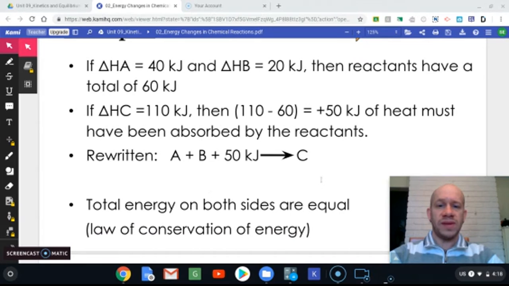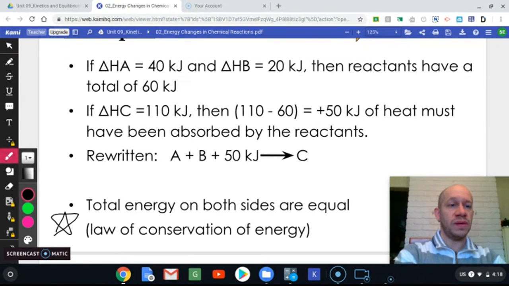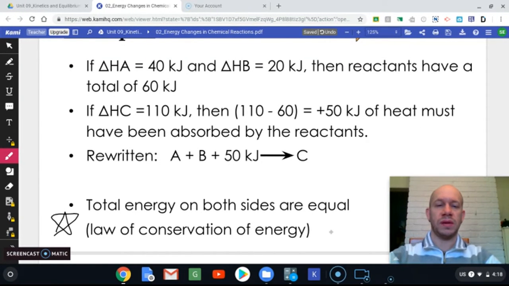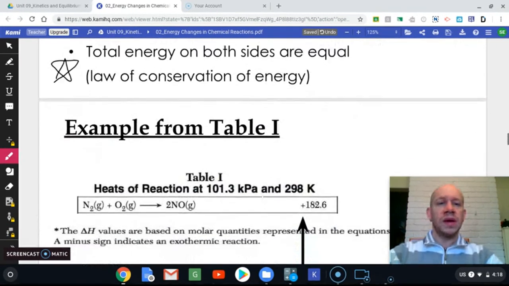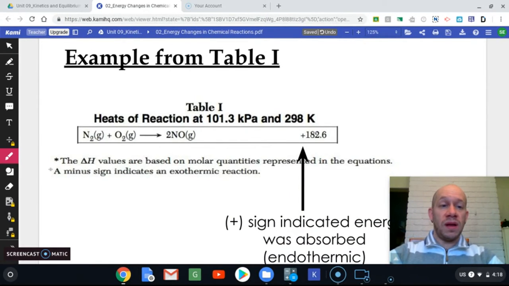Total energy on both sides are equal, and this is our law of conservation of energy. So make note of this. I would star this as one of your key terms or key concepts. An example from Table I to review. Recall at the very bottom of Table I, a minus sign indicates an exothermic reaction.